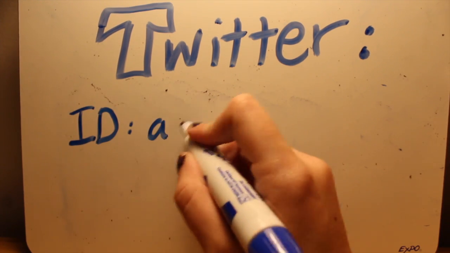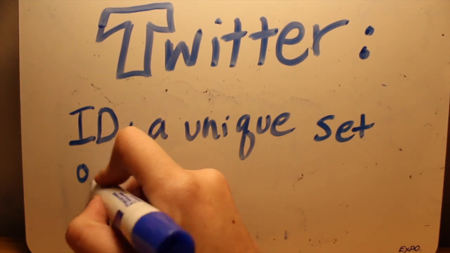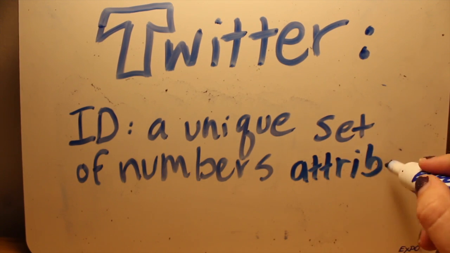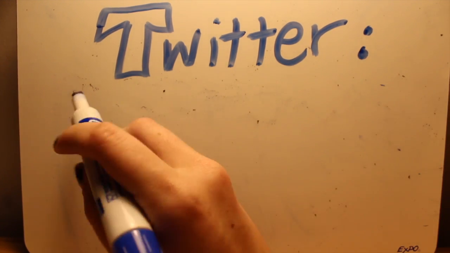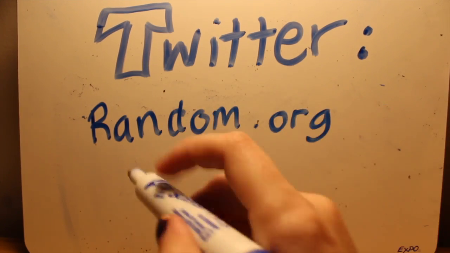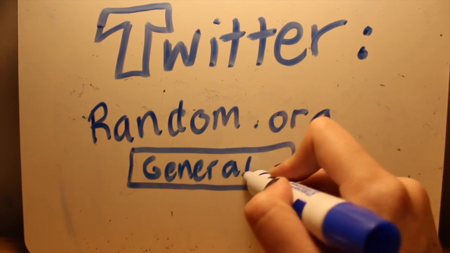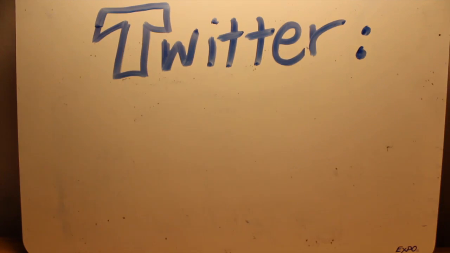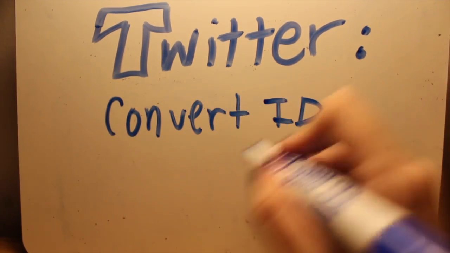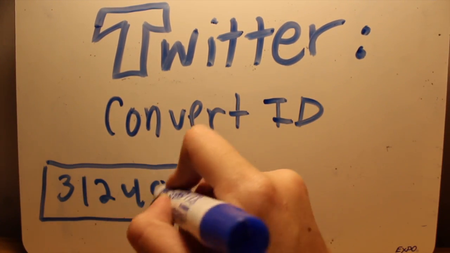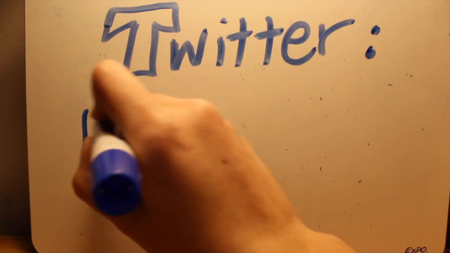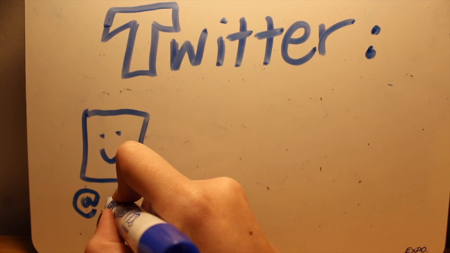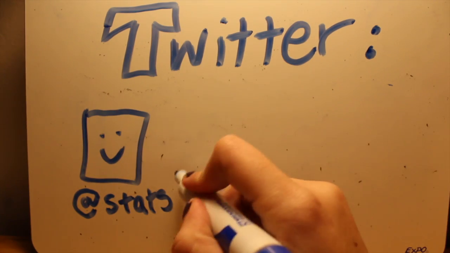In order to collect my data, I utilized the Twitter IDs, which are a unique set of numbers that are attributed to each profile. First, I generated a random ID number using random.org. Then I used an ID converter, which converted the numerical value into a Twitter handle. I then went on to Twitter and found the handle associated with the unique ID.